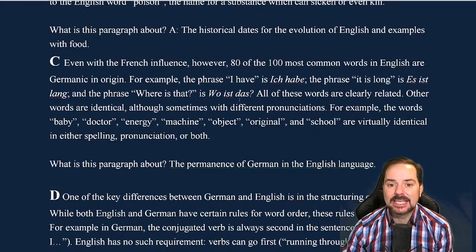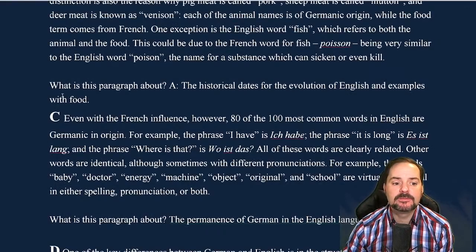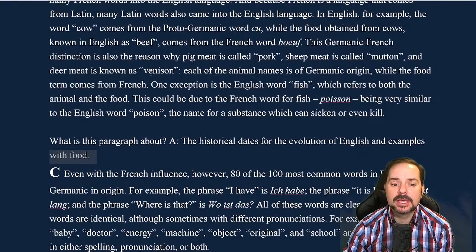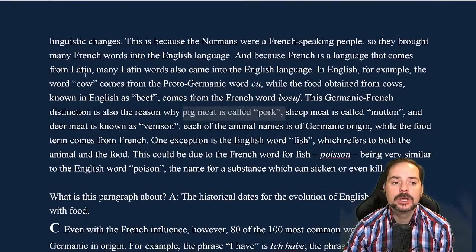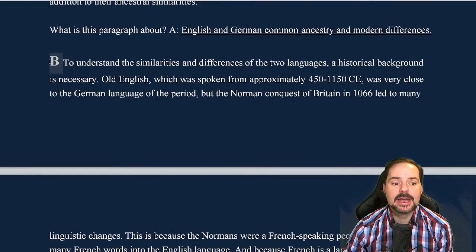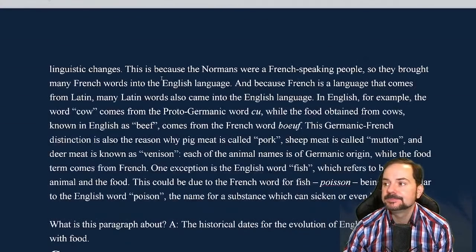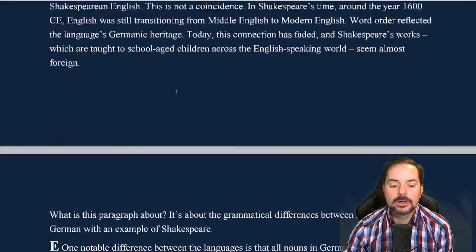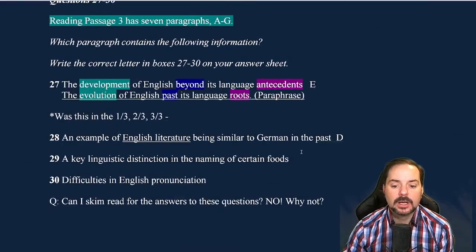So that's C, it's not good, okay? But just before C, I can now see the historical dates, evolution of English, example with foods, right? So here I have venison, pig meat is called pork. So this is paragraph B, okay? So here, the correct answer for 29 is B, okay?